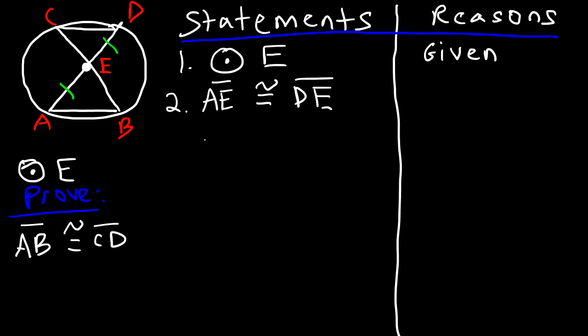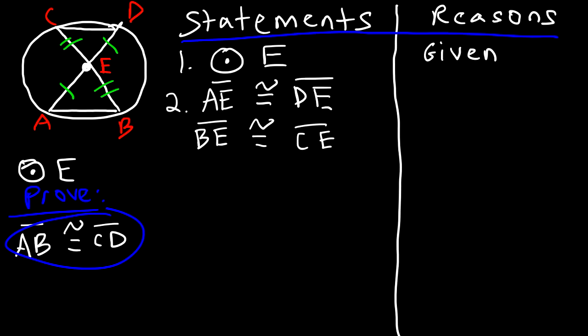Now we can also say that BE is congruent to CE because they represent the radius of the circle as well. But I'm going to use a different tick mark. So we can see that we have two sides of the two triangles that are already congruent. Our goal is to prove that this triangle is congruent to that triangle. If we can do so, then using CPCTC, we could say that this statement is a true statement.